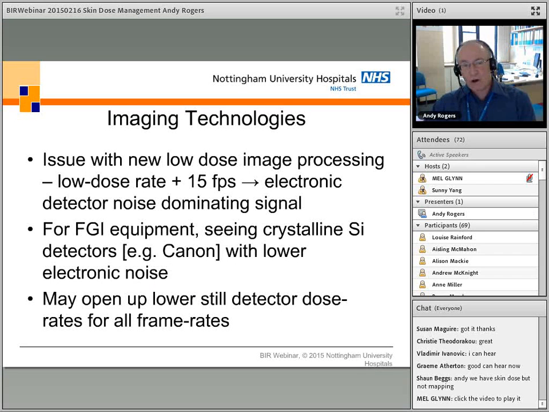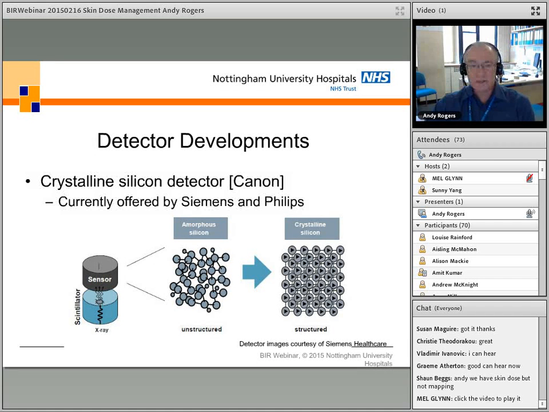In terms of this technology, what we have discovered is that at certain low dose fluoros and higher frame rates, we didn't have enough X-rays in the pulse and the electronic noise was starting to dominate the signal. So what do you do about that? You need detectors that have lower electronic noise. So Canon have got one of those, and a couple of the companies have bought into this.